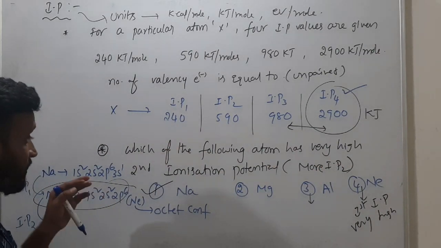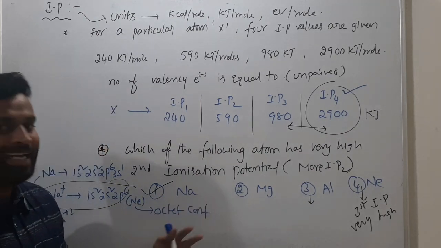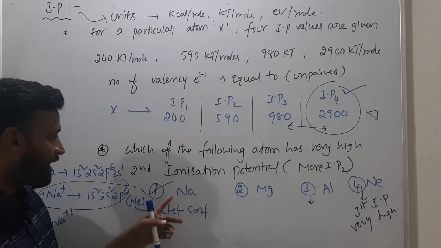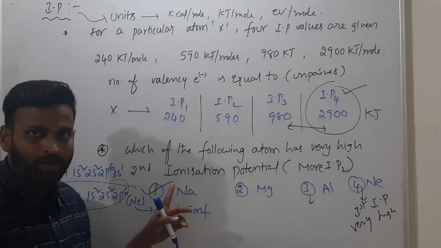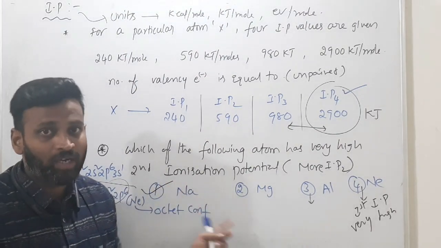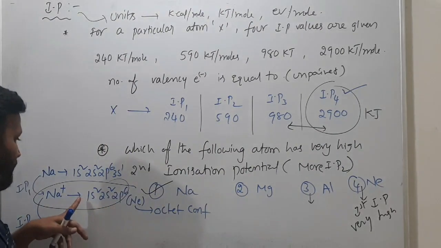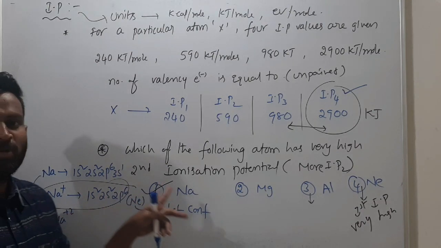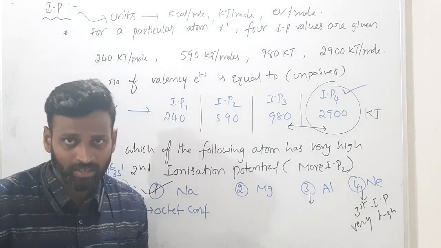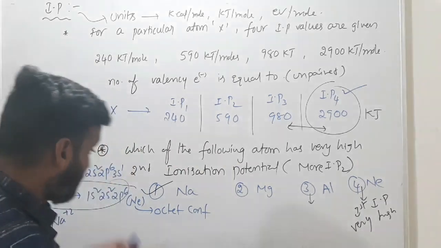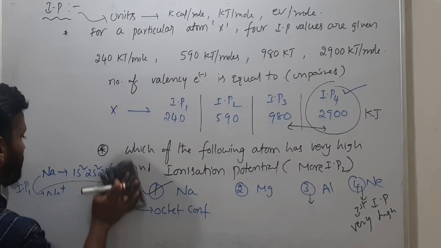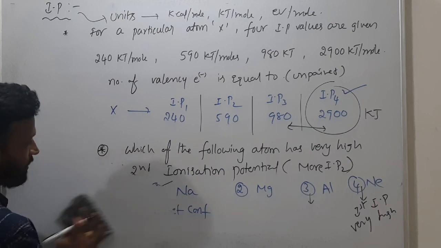Understanding everyone? Which atom has the highest second IP, they are asking. Second IP is more for sodium, because after removal of one electron it has octet configuration. So removal of the second electron is difficult. So this is about the applications of IP, like that you have to remember.